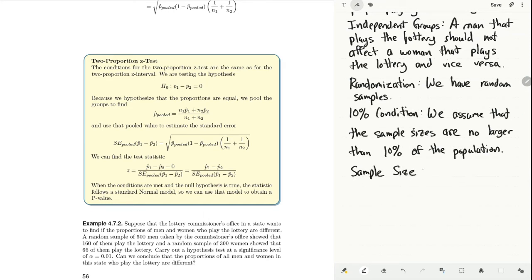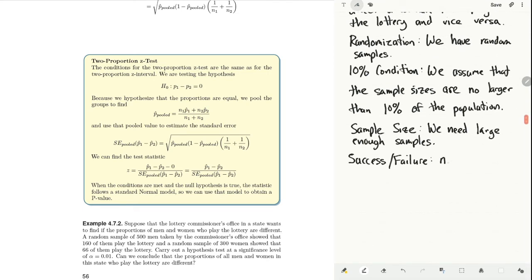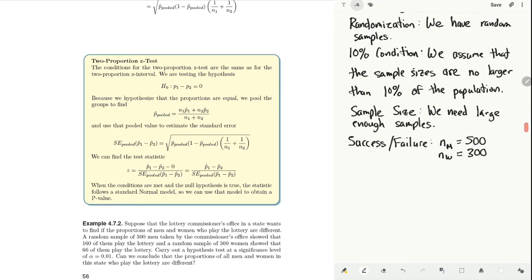And the other assumption is that we need to have a large enough sample. And so we check for the success and failure condition for both of these groups. So the sample size for the number of men is 500, and the sample size for women is 300. So what we're given is that 160 men play the lottery, and 66 women that also play the lottery.